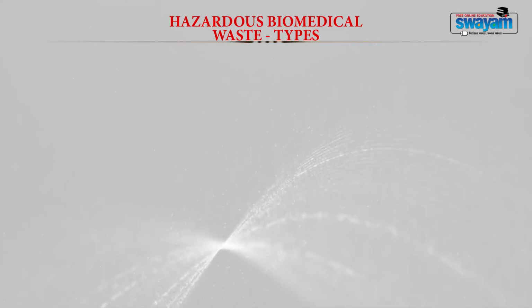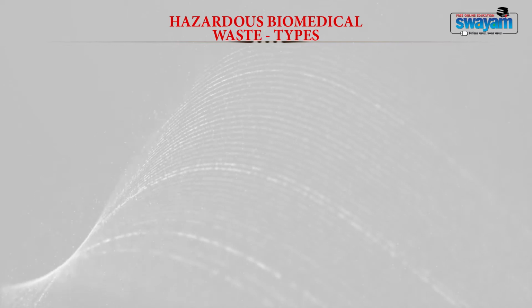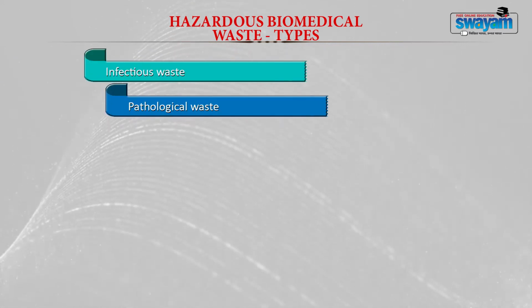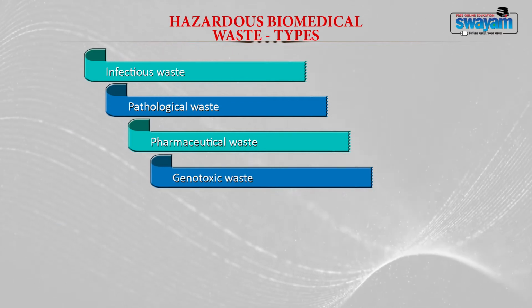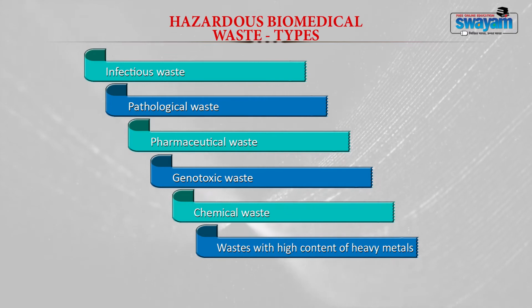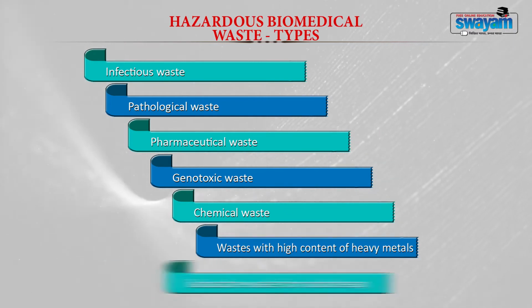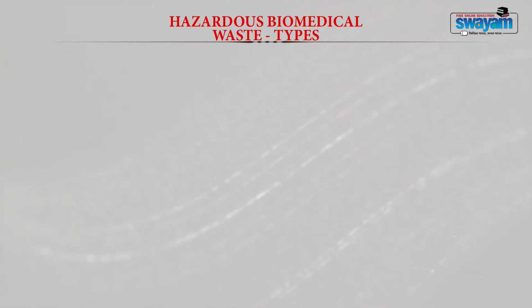What are the different types of hazardous biomedical waste? You have different categories like infectious waste, pathological waste, pharmaceutical waste, genotoxic waste, chemical waste, waste containing a high content of heavy metals, and lastly the radioactive waste, which comes from the radiotherapy units. Now, let us discuss each of these categories in detail.